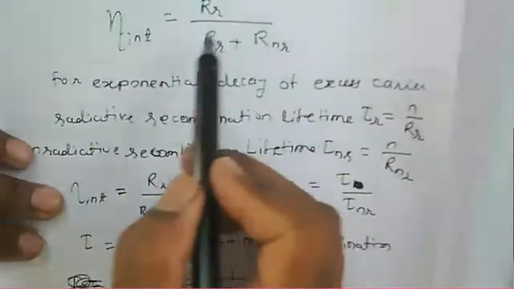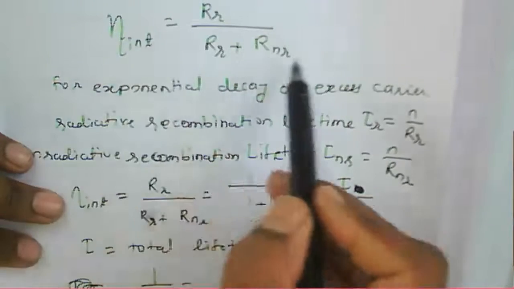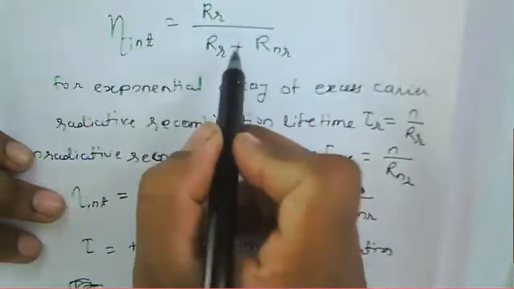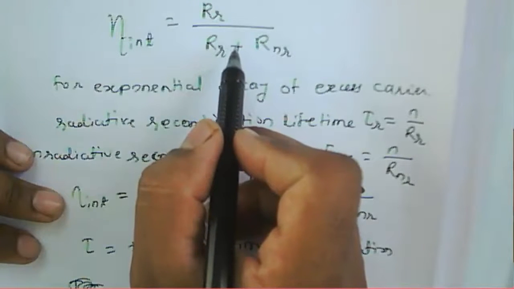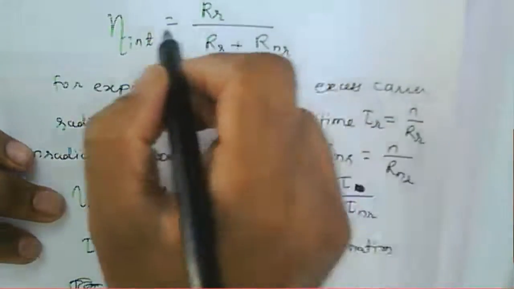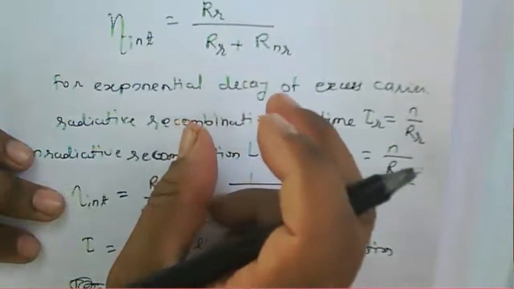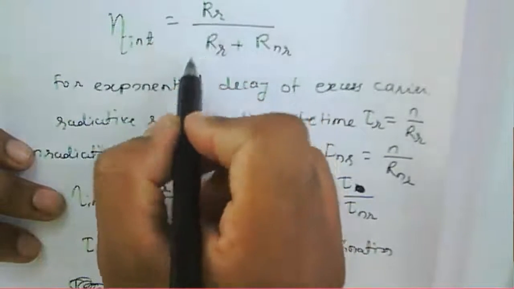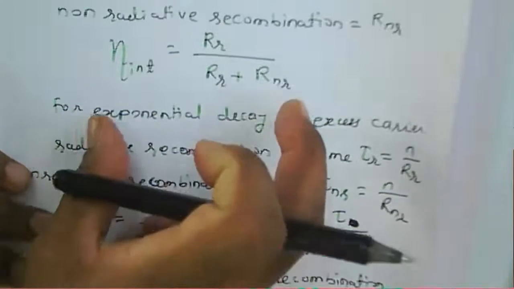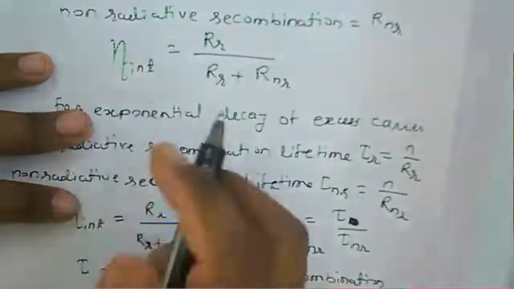If you calculate the internal quantum efficiency using this, for a single junction LED or a simple homojunction LED, we get a quantum efficiency of about 50%. If we use a double heterojunction LED, then we get a quantum efficiency of about 60 to 80%. So for a given light emitting diode, the efficiency we get depends upon the active region of the light emitting diode.